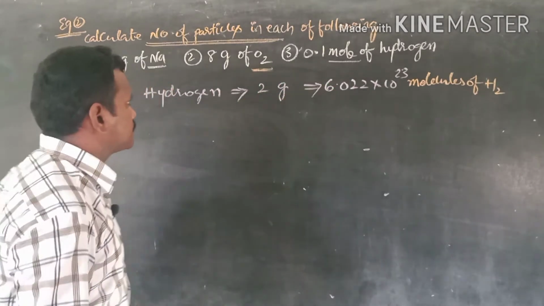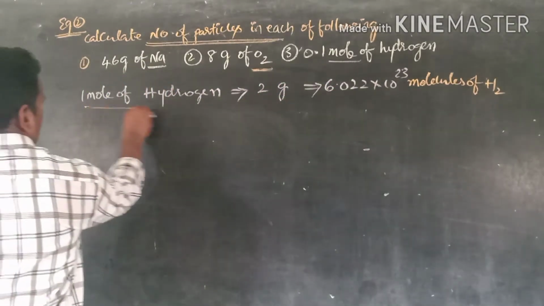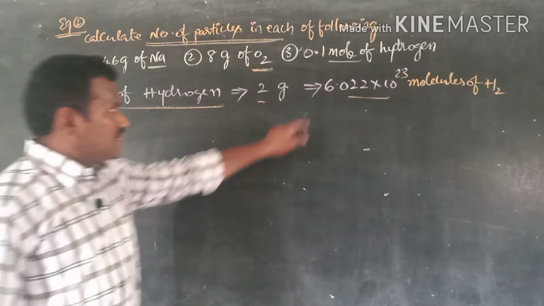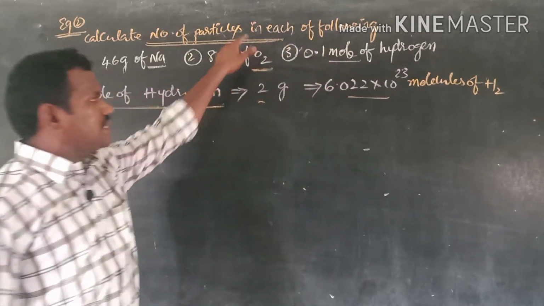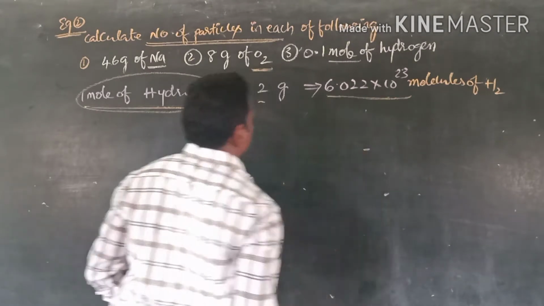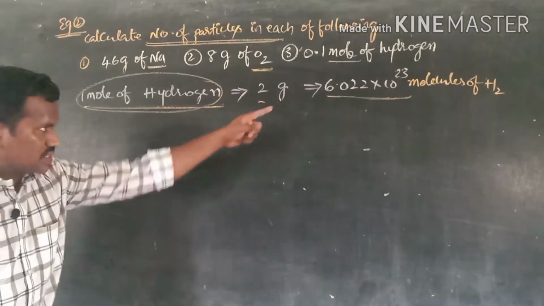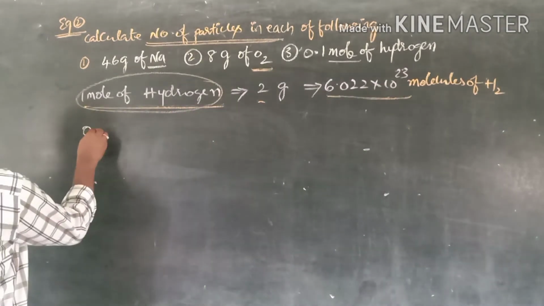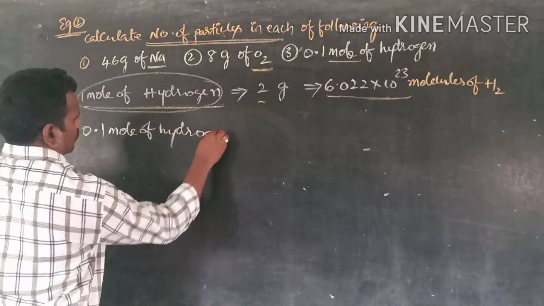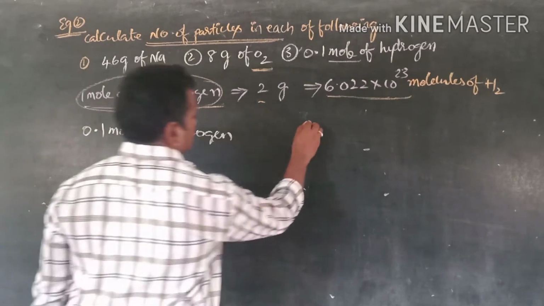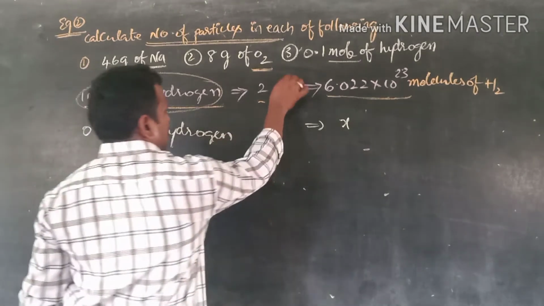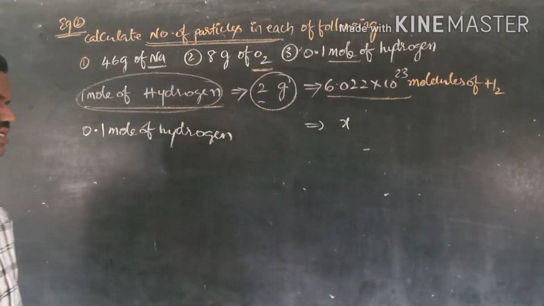Now what are they asking? 0.1 mole. 1 mole of hydrogen contains 2 grams, so this much is there. Here they have given the relation between mole and particles. Now we should consider this relation, 1 mole and particles. 1 mole of hydrogen contains those many particles. 0.1 mole of hydrogen, no need of the grams. They are asking for this, so this value can be considered as x. Sir, what about the grams, sir? That is not asked in the problem.